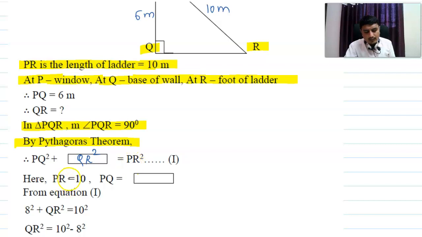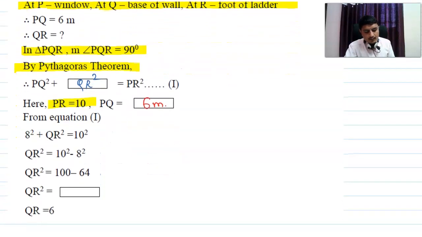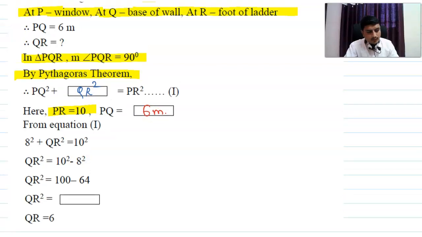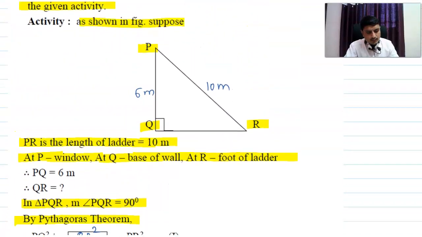Let's try to replace by the values. As per the given, we have PR equals 10 meter and PQ equals 6 meter. Now from equation 1, once we replace PR by 10 and PQ by 6, we are getting here. Look once more at the given question.